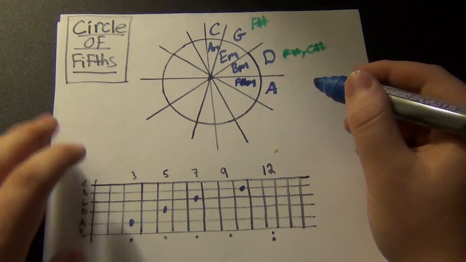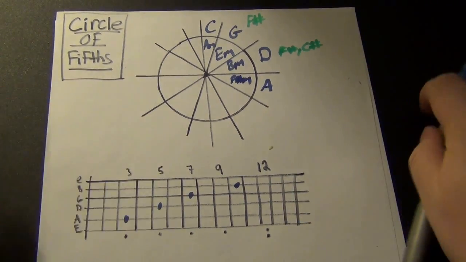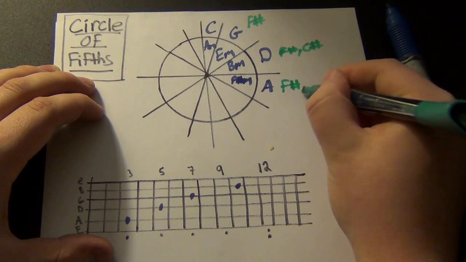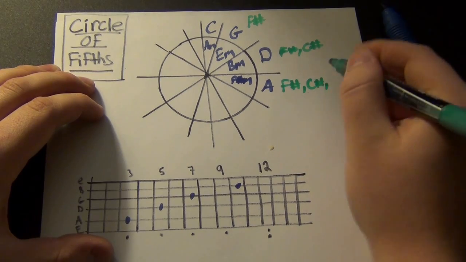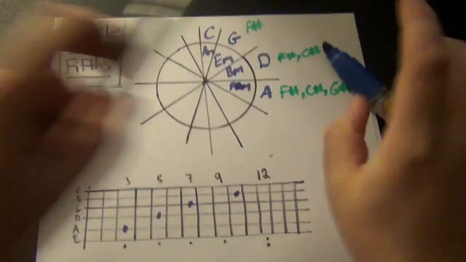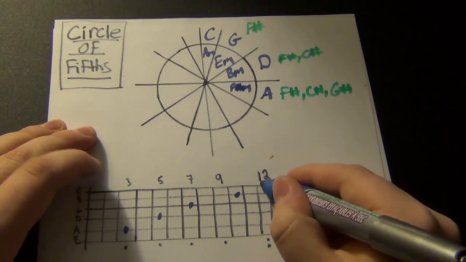I wish I had smaller markers, but that is F sharp minor. And the same deal with this. We still keep the F sharp. We still keep the C sharp, and then we add a G sharp. And then we just keep going. So we go to the next step.